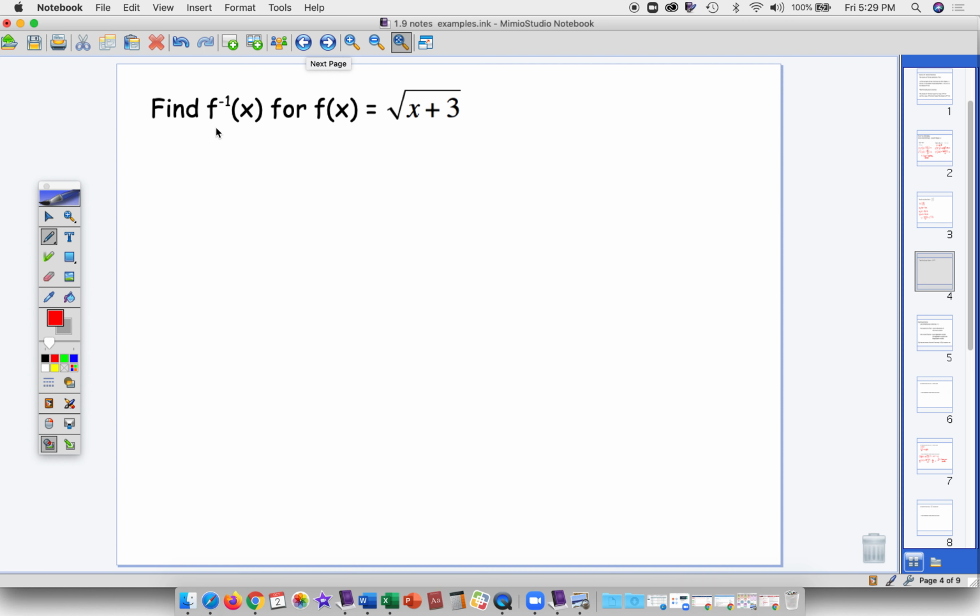Okay, now I'm going to find the inverse of this function, the square root of x plus 3. So again, let's interchange x and y.